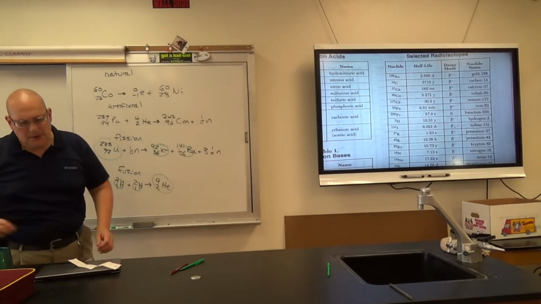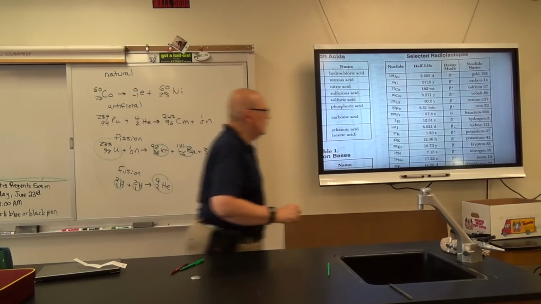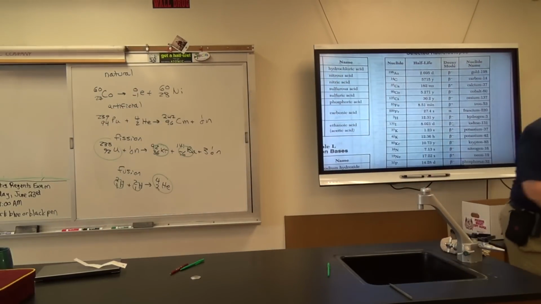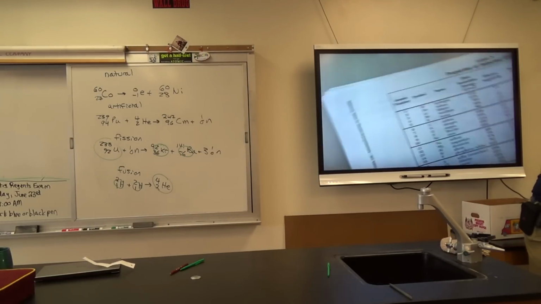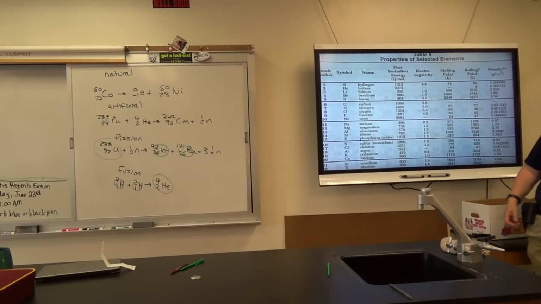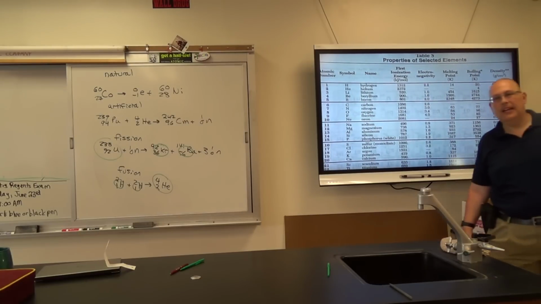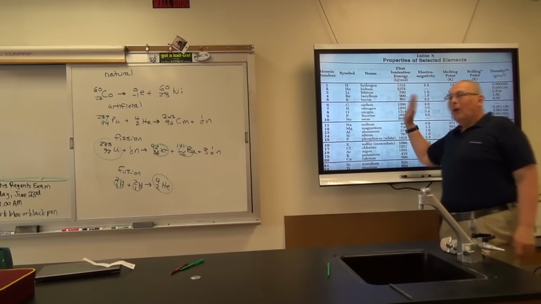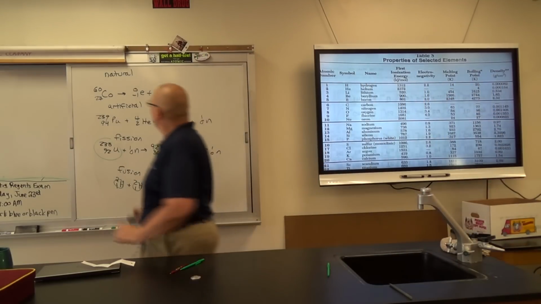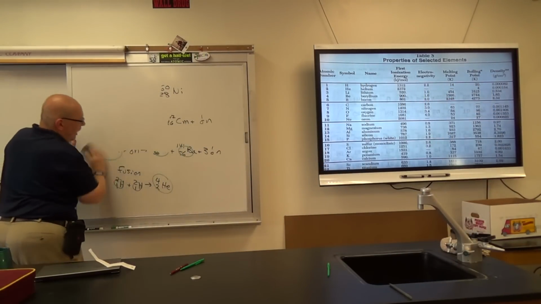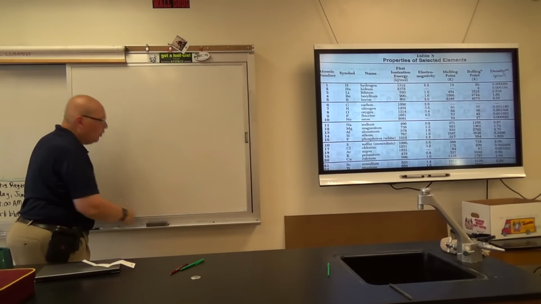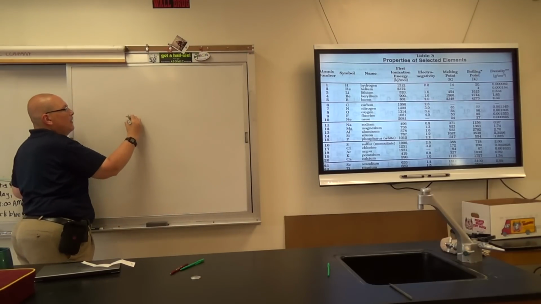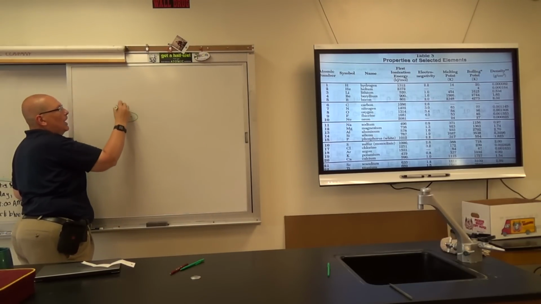The difference between first ionization energy and electronegativity can be found on reference table S. Reference table S lists the first ionization energy and the electronegativity. What the heck are they? Atoms have positive nuclei with negative electrons orbiting around outside of them. And there's a natural attraction for the positive nucleus to the negative electron.